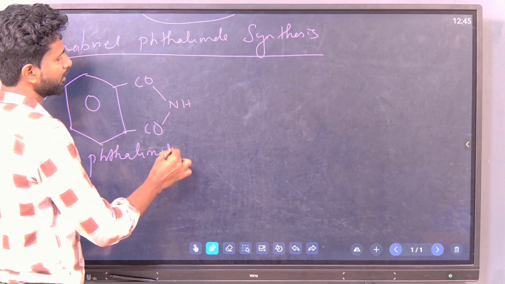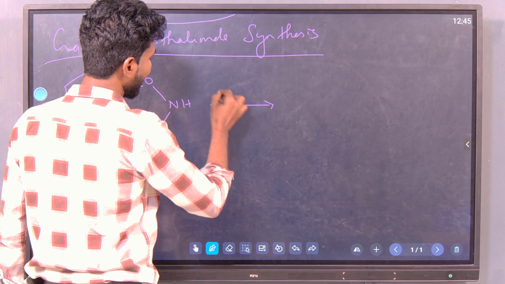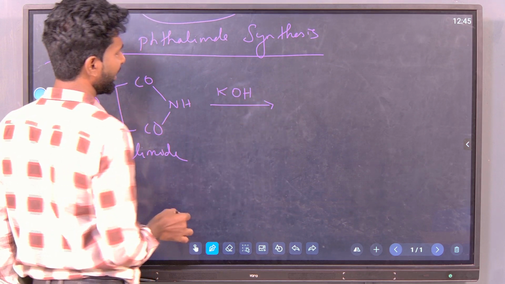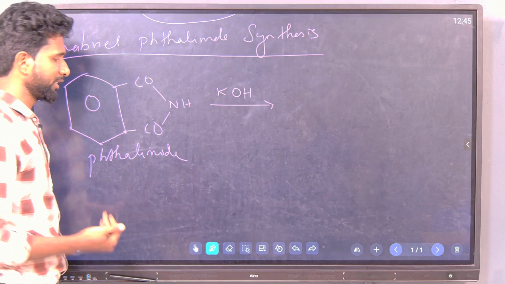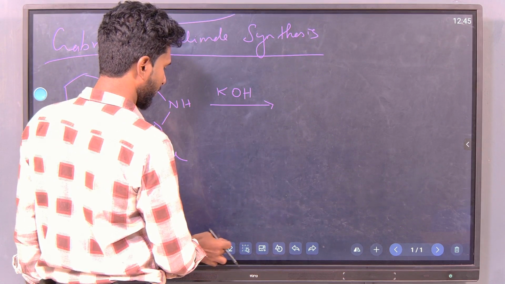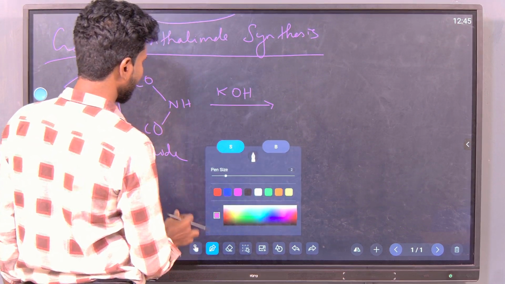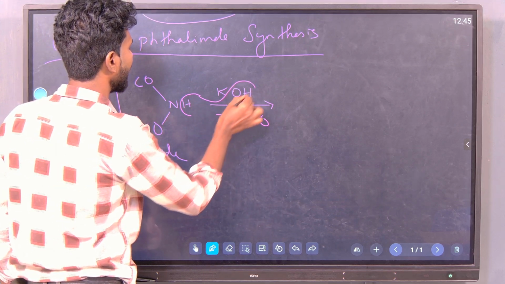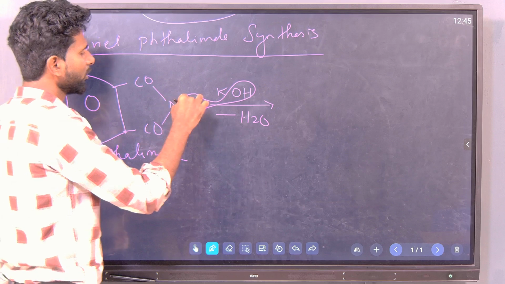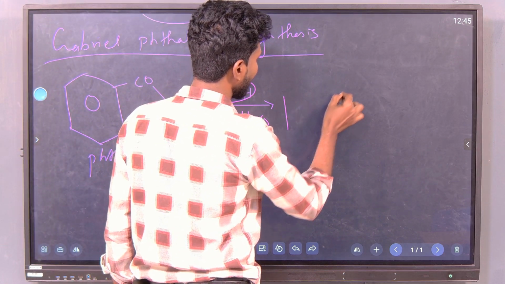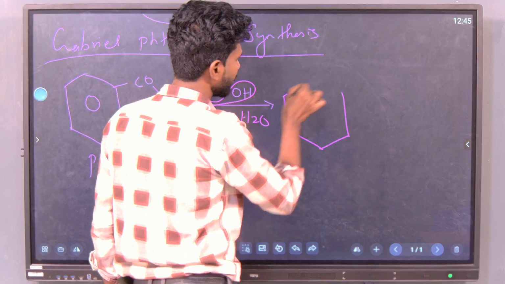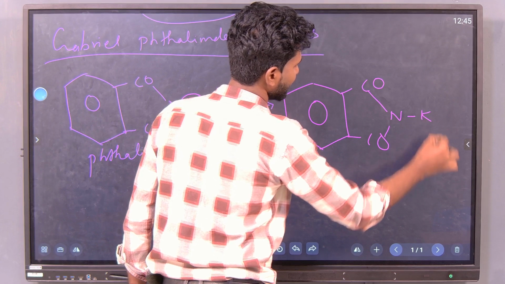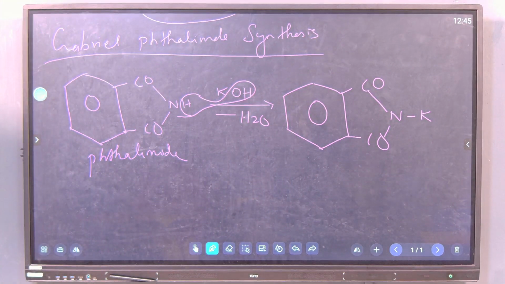First, phthalimide is reacted with KOH. Here, a molecule of water is eliminated. What is the product? H2O is eliminated, this hydrogen and OH forming water, and the potassium is added to nitrogen. That is, we get potassium phthalimide.